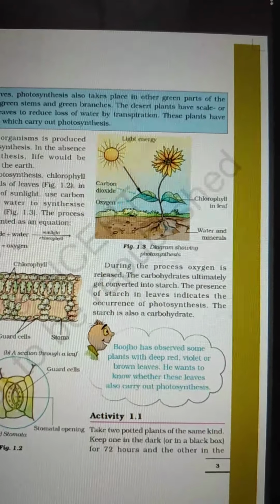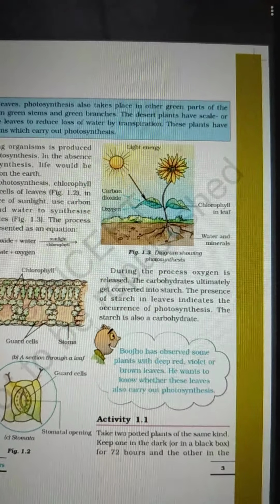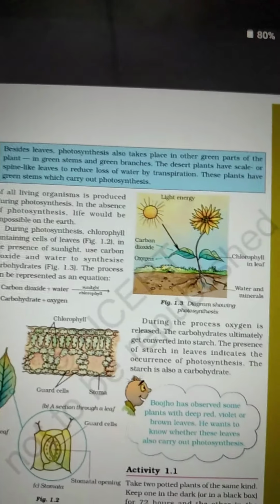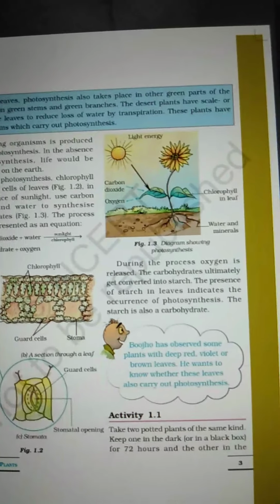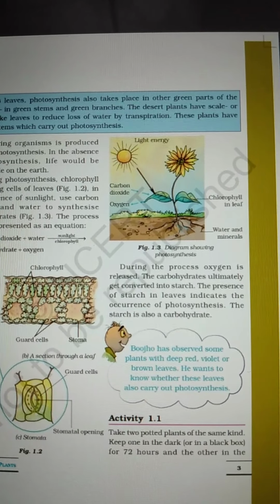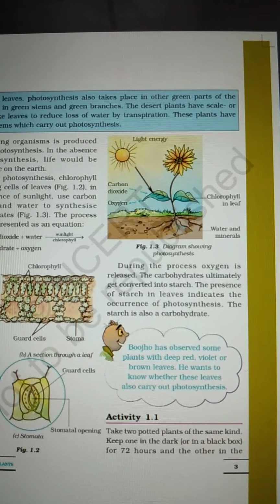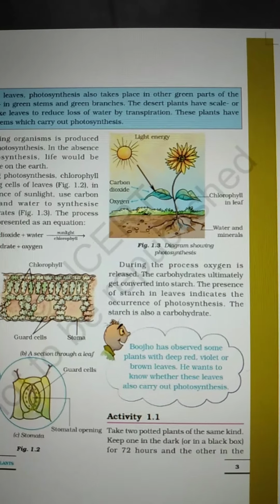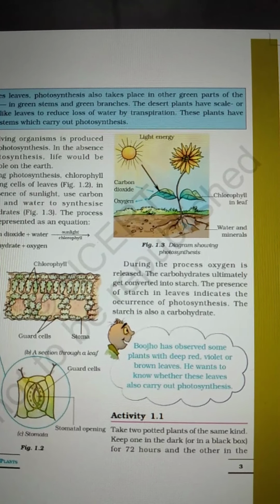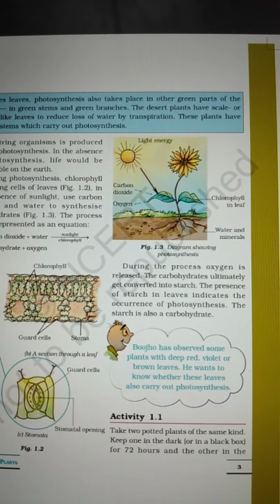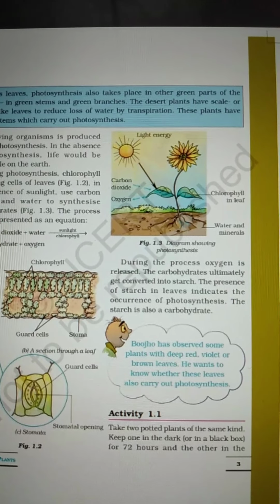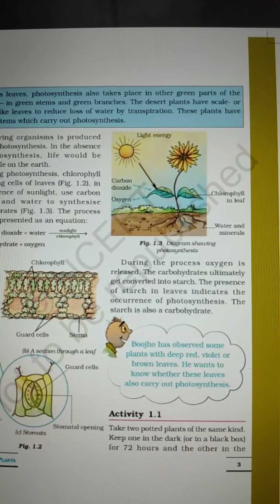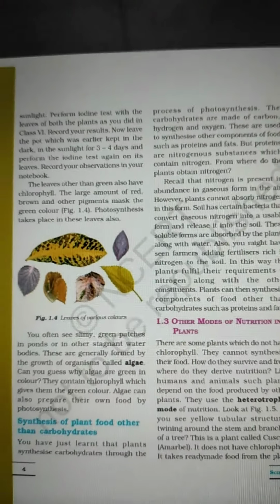Keep one in the dark or in a black box for 72 hours and the other in the sunlight. So we have to take two plants that should be of the same kind, and you have to keep one of the plants in a dark place. Maybe you can keep it in a black box where sunlight doesn't hit that plant, and for 72 hours you have to keep that pot in a dark place. So 72 hours means for 3 days you have to keep it, and the other one you have to keep in the sunlight.